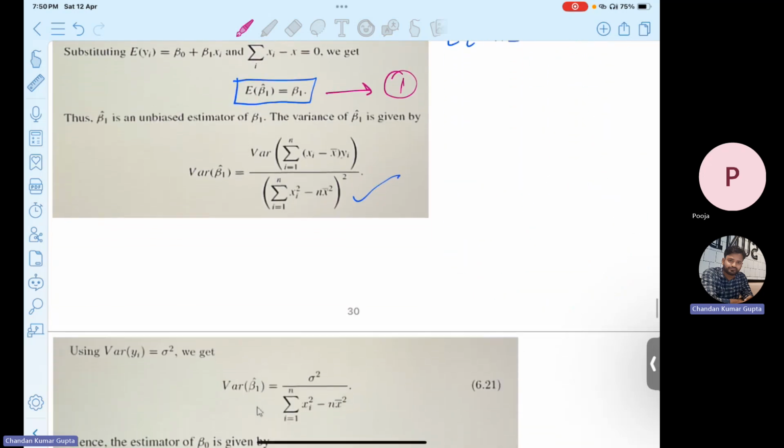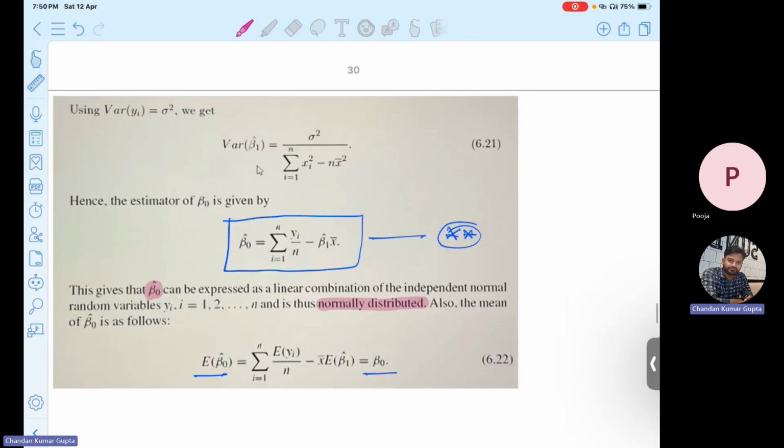Similarly, we have also calculated the variance of beta 1 cap, which is given here with the help of equation 2. Now, with the help of beta 1 cap, we are able to calculate beta naught cap, which is given by this equation. The next step is to check whether beta naught cap is unbiased or not. For that purpose, we take the expectation of beta naught cap, and after simplification it comes out to be beta naught. So the expectation of beta naught cap is beta naught, which implies beta naught cap is an unbiased estimator of beta naught.